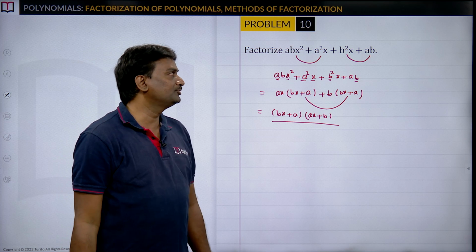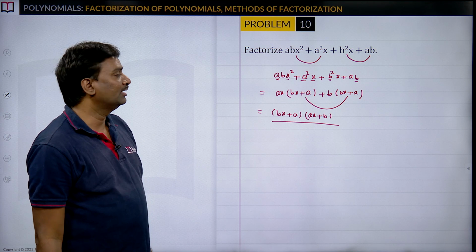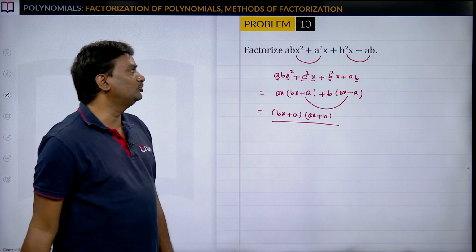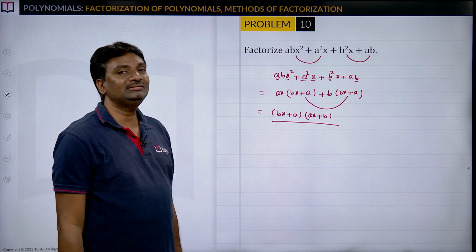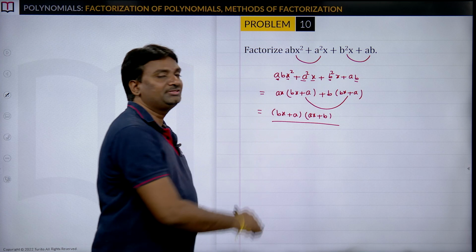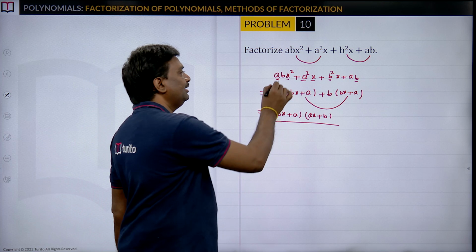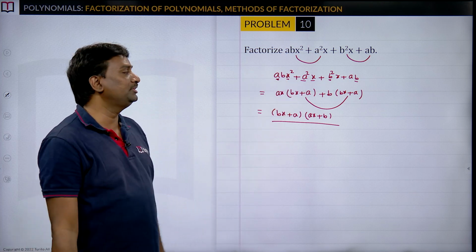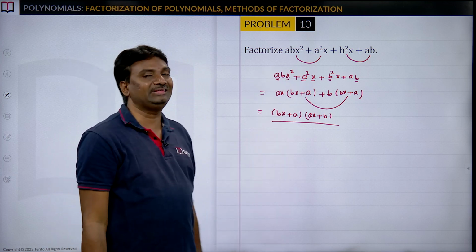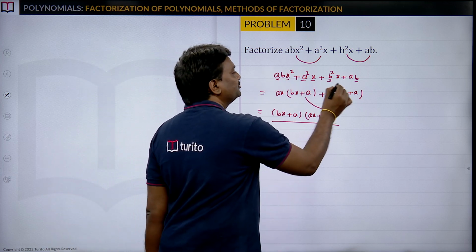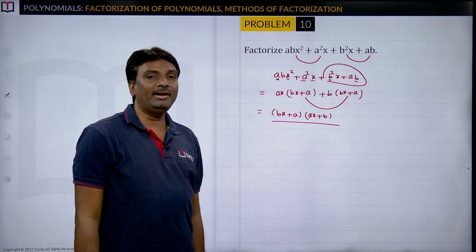So, here we have abx square plus a square x plus b square x plus ab. I have taken the first two terms, abx square plus a square x, and last two terms, b square x plus ab. By considering the first two terms, a is a common factor, and x square can be written as x into x, so x is also a common factor. By observing the last two terms, b square x plus ab, b square is b into b, plus ab, clearly b is a common factor.